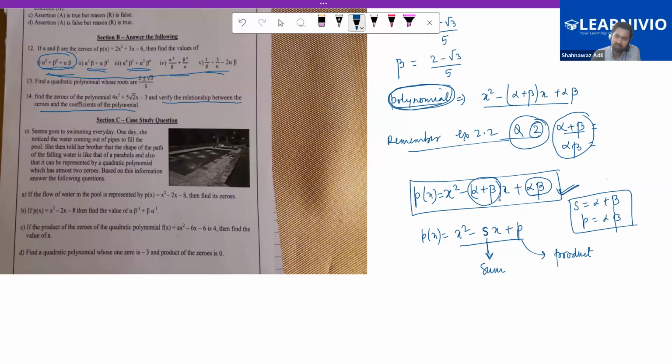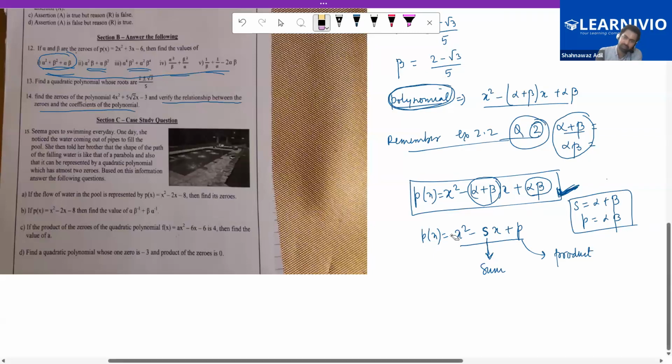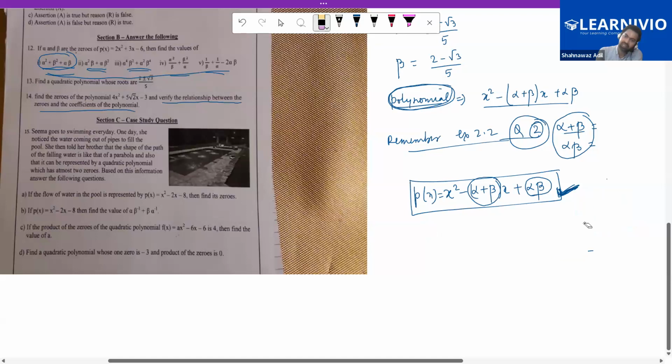So there is no difference between this one and this, because S is alpha plus beta. If I put the S value, then I will get this. So it is better to remember this, with no other word jargons. But whatever your teacher has told you. Okay, so this is how we write the polynomial, right? Clear? Now we have to find the sum.